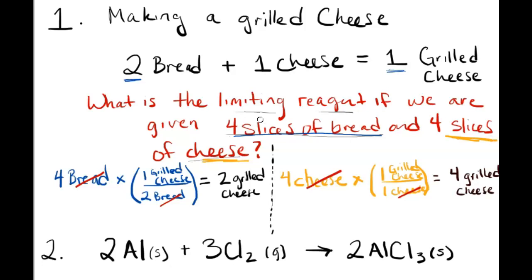Now look at this problem for a second. So if we're given 4 slices of bread and 4 slices of cheese, how many sandwiches could we make? Well, we got 2 different answers here. Which one's correct? Well, if it were just up to the cheese, we could make 4 sandwiches. But remember, we also have to combine it with bread. And given the 4 slices of bread we have, we can only make 2 grilled cheeses, right? And so in this scenario, let's choose a different color, this pink color. This, right? This is our limiting reagent.